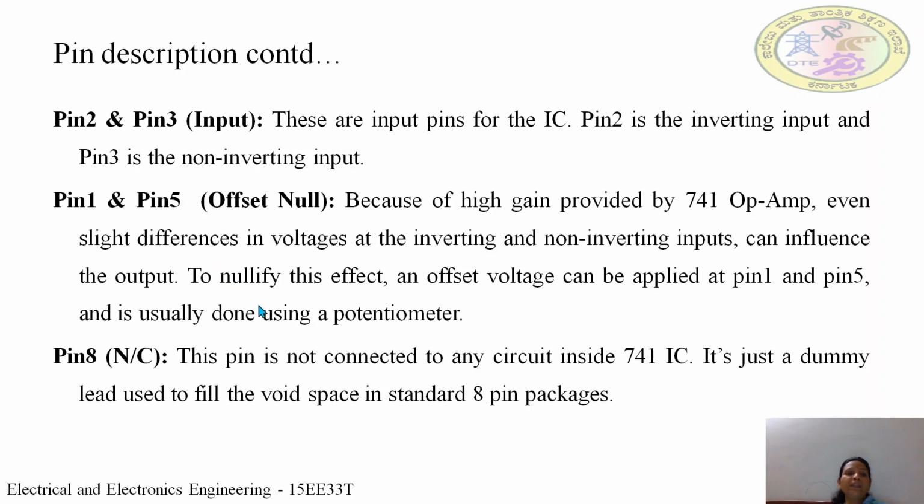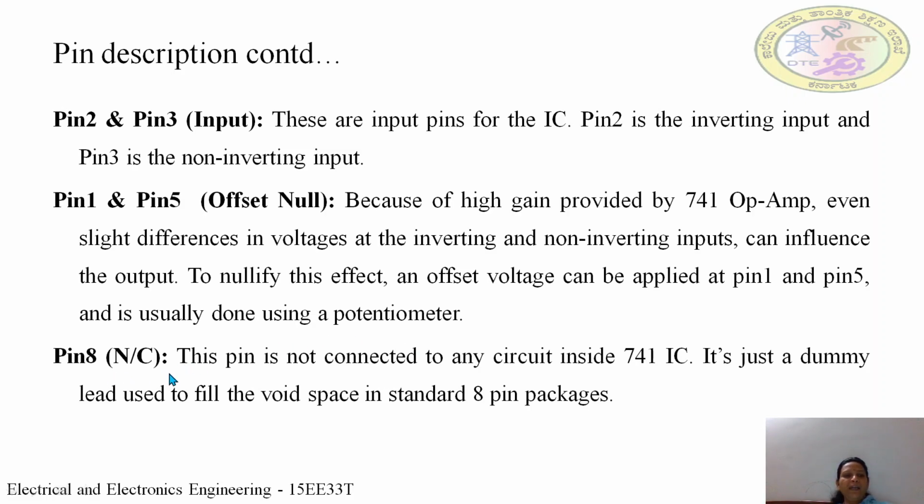So in order to nullify this effect, an offset voltage can be applied at pin number 1 and 5, if at all required. And the application of the offset voltage is via a potentiometer.